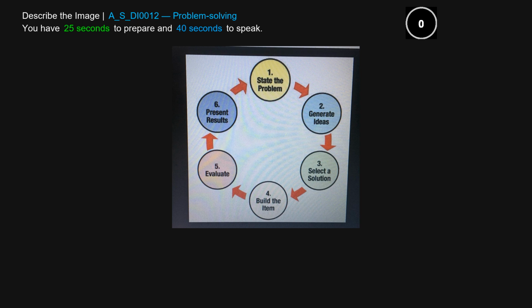This process gives information about problem solving. There are many different elements in this process. From this process, I can say that the first step, that is state the problem, is indicated by generate ideas. Now, the second step, that is select the solution, is indicated by build the items. If we talk about the last step, that is present the result, it is indicated by the blue colors. In conclusion, this process is very informative and knowledgeable for people.